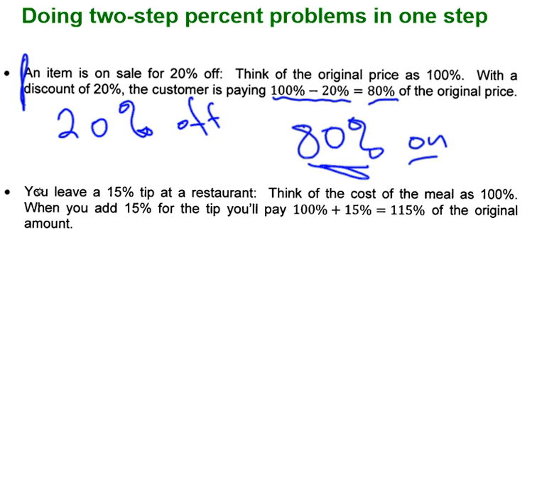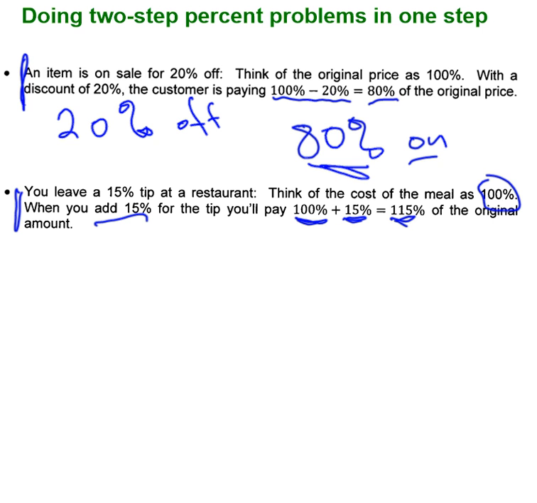So here's another example down here. You leave a 15% tip at a restaurant. Think of the cost of the meal as 100%, because remember that's the whole that you're applying the percent to. So when you add 15% for the tip, that means you'll pay the 100% that represented the whole meal, plus 15% for the tip, which gives you 115% of the original amount.